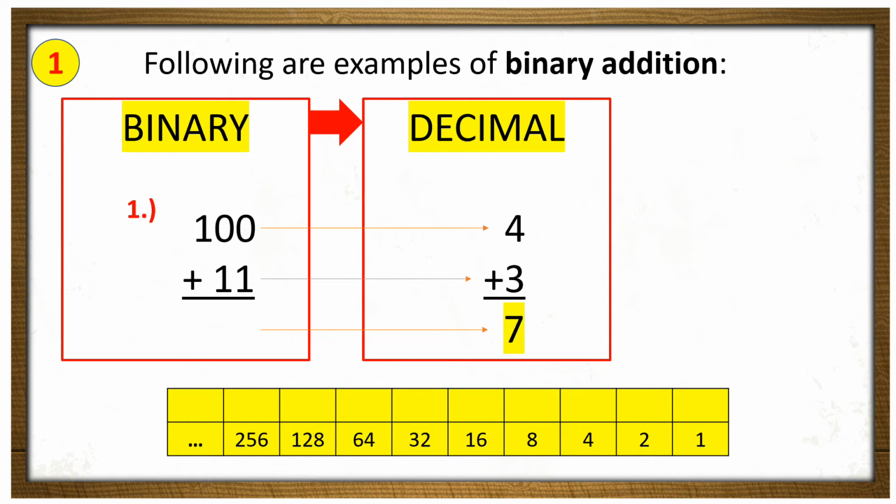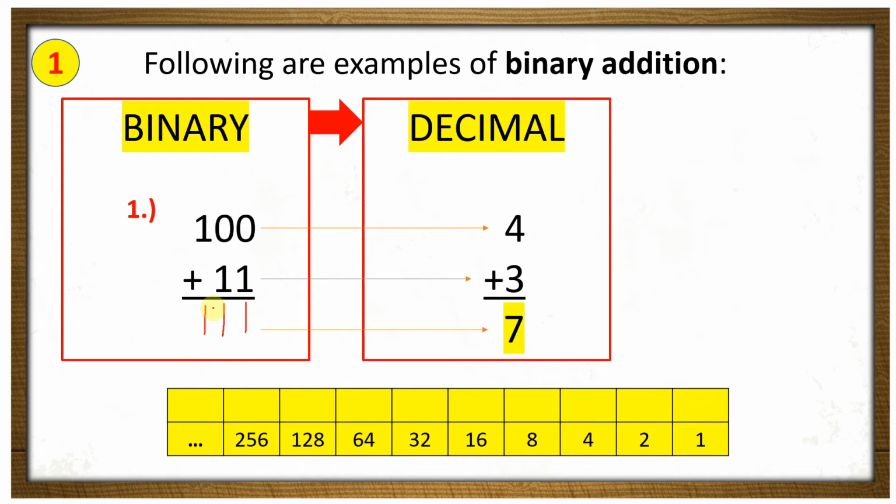Let us add this one following the rules of binary addition. 0 plus 1 is equal to 1 by following the rules. 0 plus 1 is equal to 1. Then 1 plus nothing is equal to 1, or bring down 1.